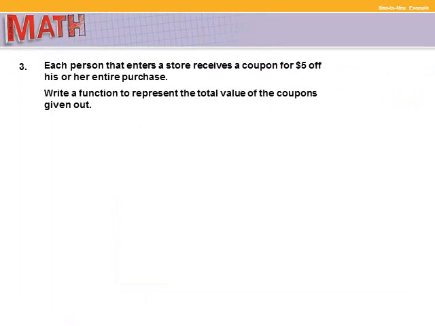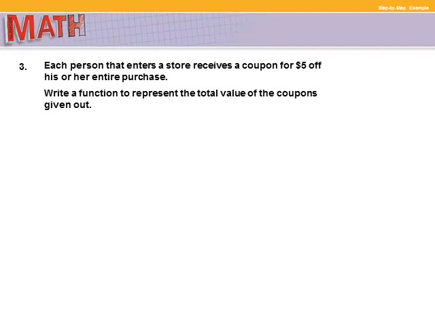Here, it's asking: each person that enters a store receives a coupon for $5 off his or her entire purchase. Write a function to represent the total value of the coupons given out. So now I need to write a function to represent the total value of the coupons. Okay, if I have just one person entering the store, he will get a $5 coupon. What about if I have two people entering the store? 2 people times 5, this is going to be a $10 coupon, right? If they are 3, it's $15 coupon.